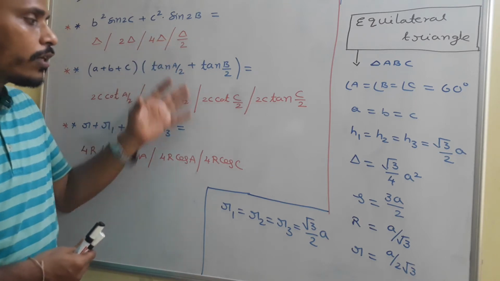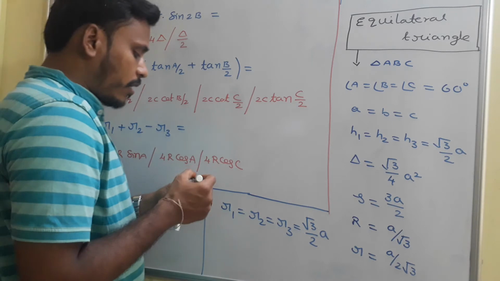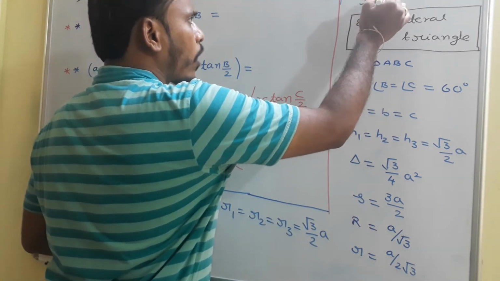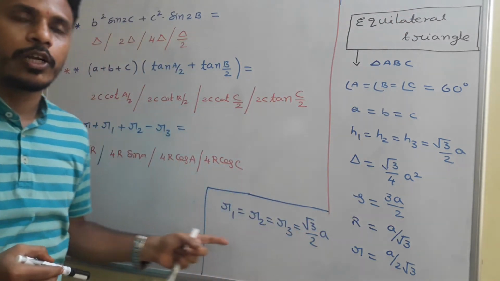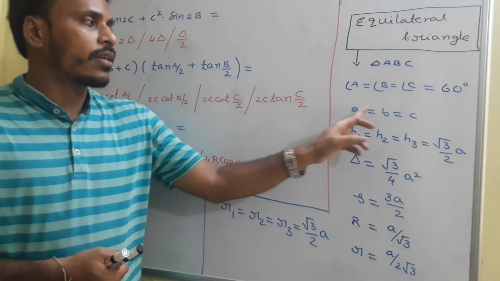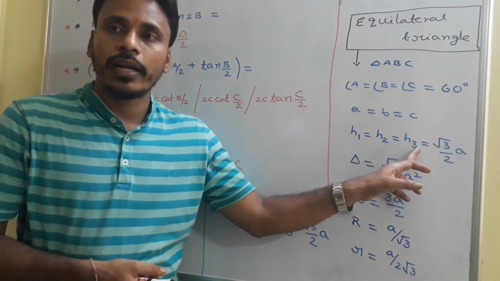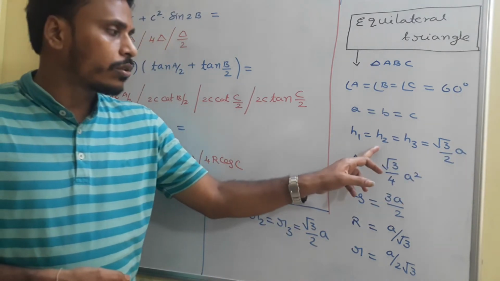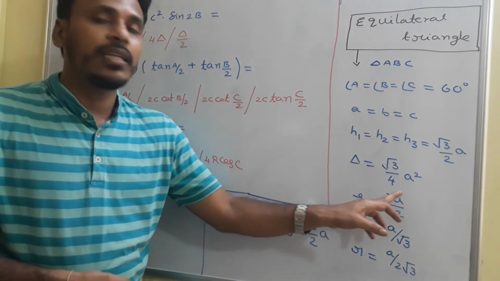Before dealing with these questions using the equilateral triangle, we may treat this equilateral triangle as a smart triangle. I already mentioned here different formulas related to the equilateral triangle. All the angles are equal to 60 degrees. All the sides are equal, like a = b = c. The height of the equilateral triangle is root 3 by 2 a, whereas the area is root 3 by 4 a square, and semi-perimeter s is 3a by 2.